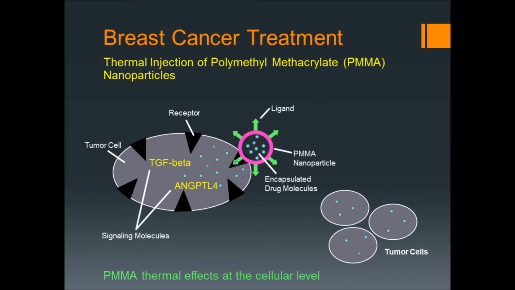Using the thermal energy of the exothermic polymerization process, these molecules will inhibit the signaling cascade of TGF-beta and ANGPTL4, two signaling molecules implicated in tumor metastasis and growth. This means that the tumor cells are reduced in size and thus eliminated.